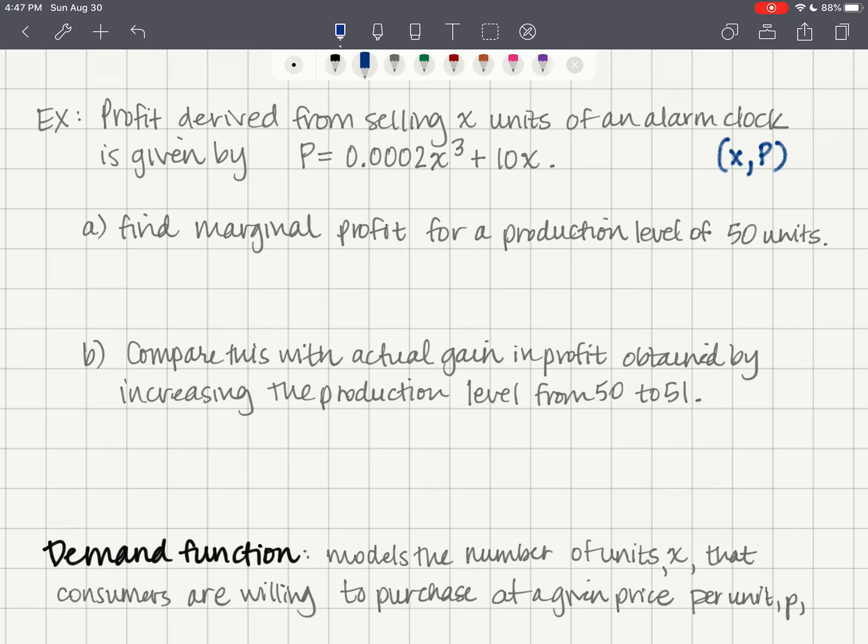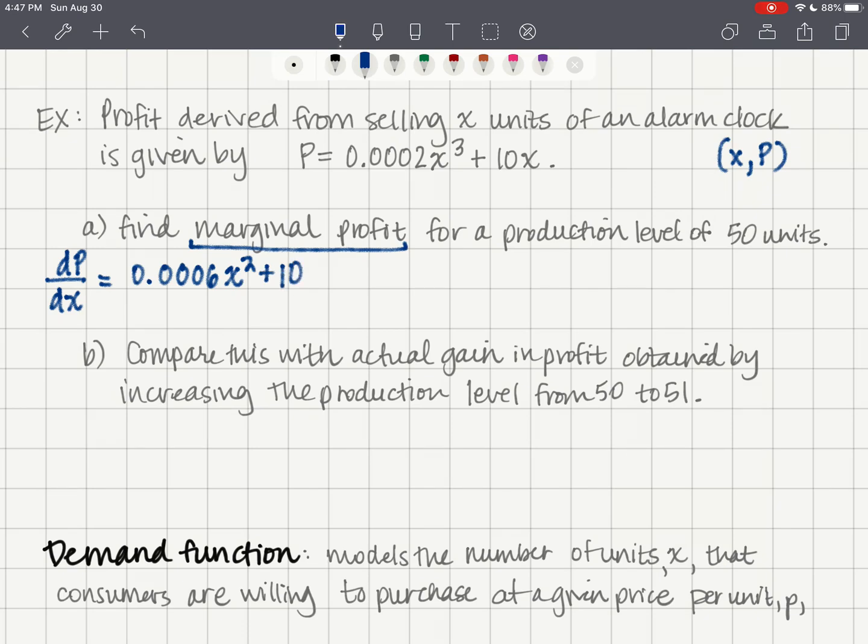So marginal profit means your first derivative. So we're looking at dp/dx. So I'm going to go to my profit function and I'm going to find the first derivative. So the derivative of profit is 3 times 0.0002, which would be 0.0006 x squared plus 10.